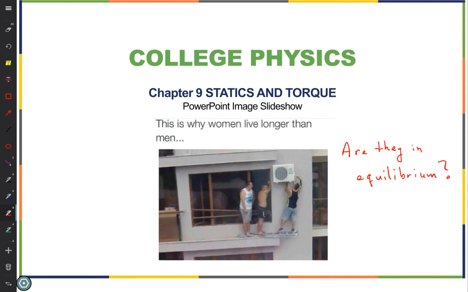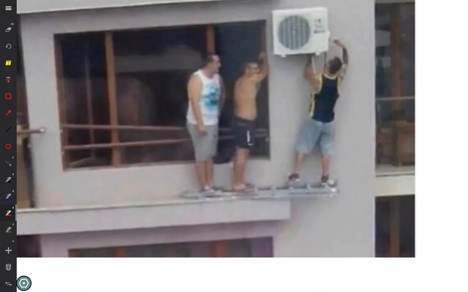So, I had the question here. The picture of the gentleman working on installing the air conditioner. You saw the caption, why women live longer than men. Obviously a joke. But if you look at that, I have a simple question. Is this an equilibrium situation? It's not on the screen. Yeah, but the picture. It's not yet there.